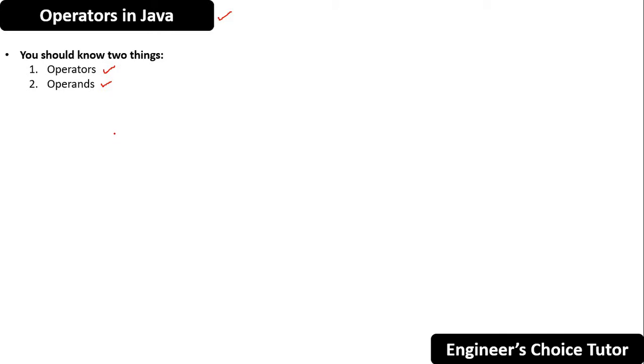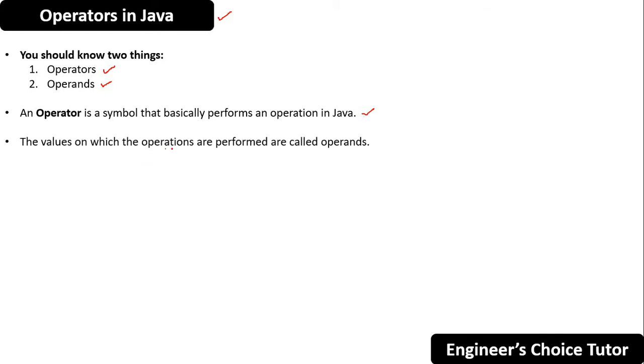So what is an operator? See, an operator is a symbol or you can say a sign that performs an operation in Java. This is a simple definition of an operator. And what is an operand? The values on which the operations are performed are called operands. Is it clear? The difference between operator and operand? Operands are the values on which the operation is performed. An operator is responsible for performing the operation, right?